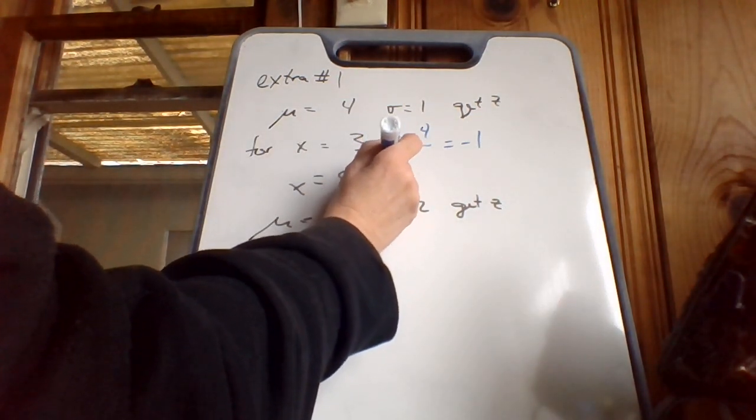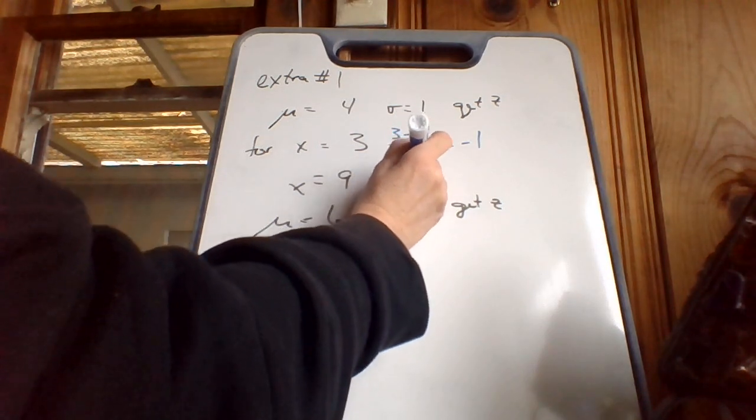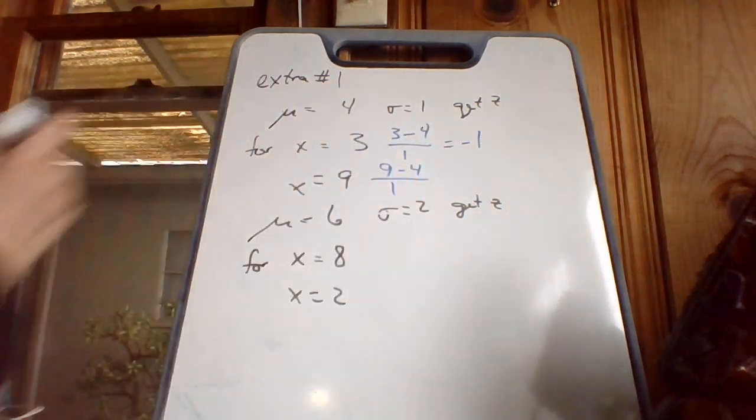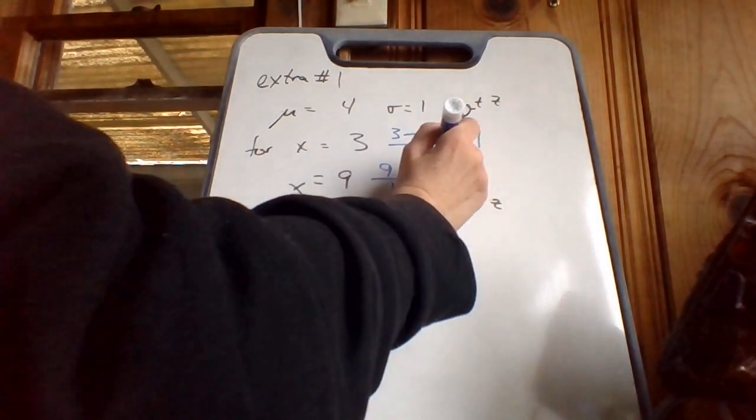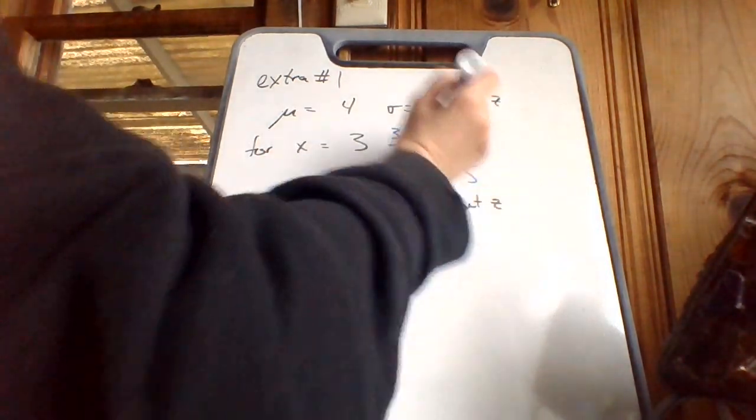Okay, my number 9 minus the mean, divide the whole thing by a standard deviation. So 5 divided by 1, that's 5.